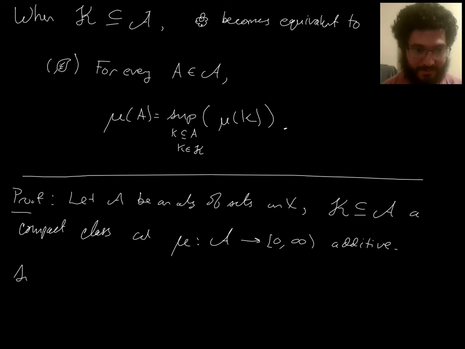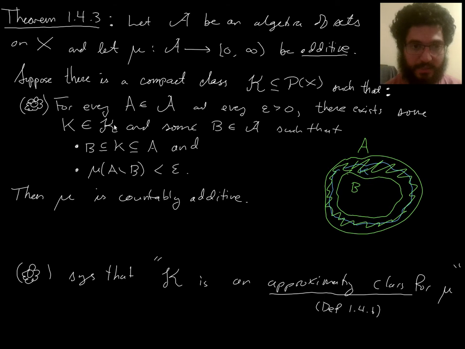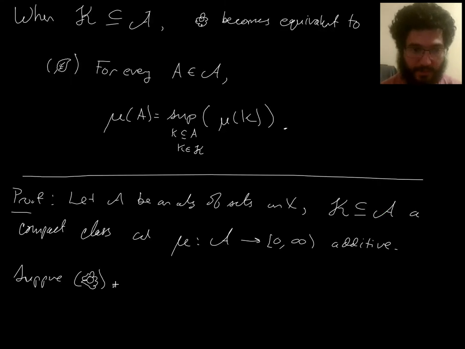So suppose the condition that I called flower earlier is true. So that's this condition over here. In other words, the condition that K is an approximating class for mu. Then my goal is to prove leaf, so my goal here is to prove that mu of A is the supremum of this collection of real numbers. So let me actually write it like this, as supremum of a certain set.